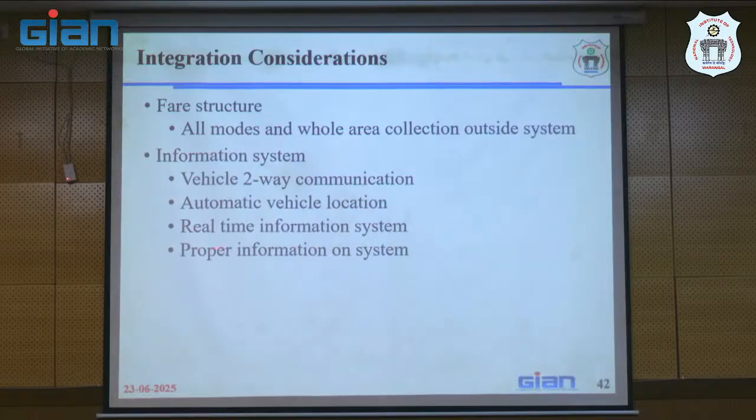Then there are the data collection and information systems: vehicle-to-vehicle communication, automatic vehicle location, real-time information, and proper information on the system. That is automatic public transit availability at the different stops with respect to time. So time of day is very, very important with respect to the full communication system for the transit.